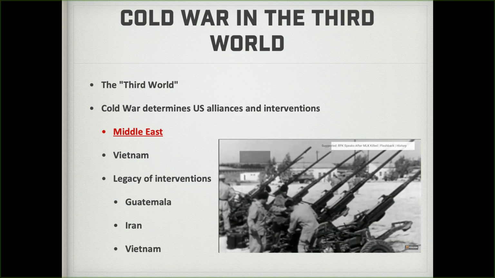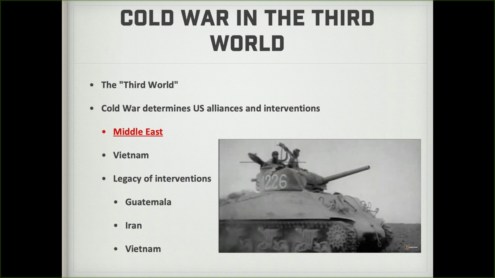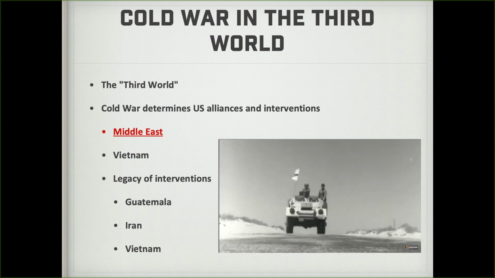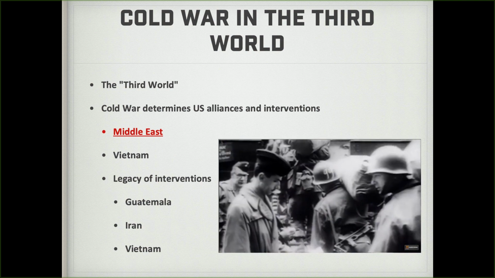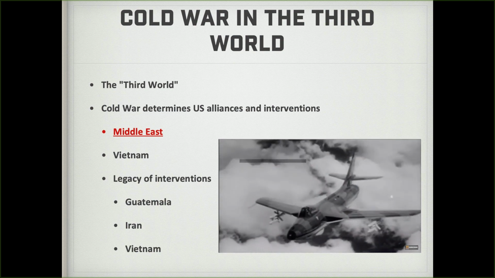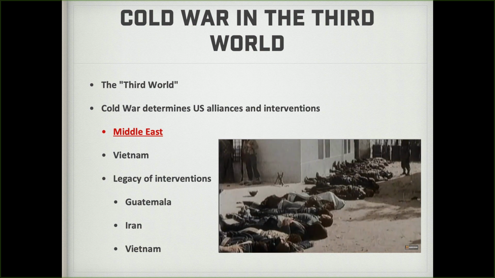On October 29, 1956, Israel attacked Egypt. Israel wanted to resolve the Suez crisis as well as reopen the Strait of Tiran, an important trade route Egypt had previously closed. Two days later, British and French forces also attacked Egypt and took control of the area around the Suez Canal. The situation quickly escalated.